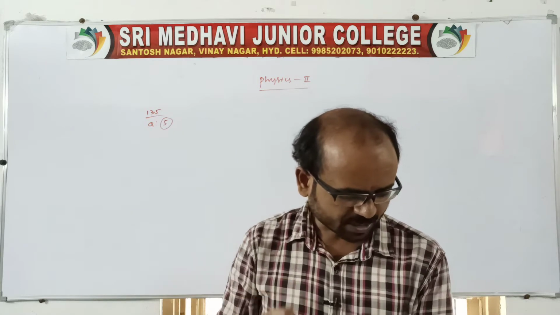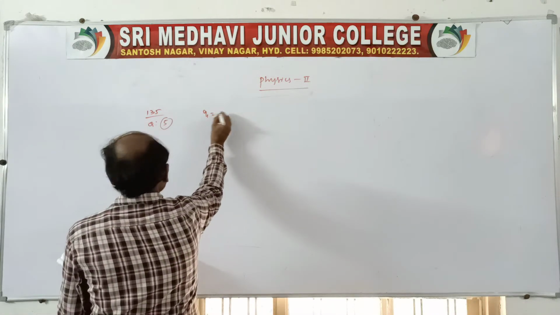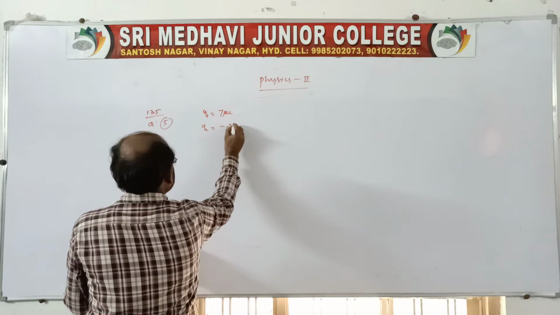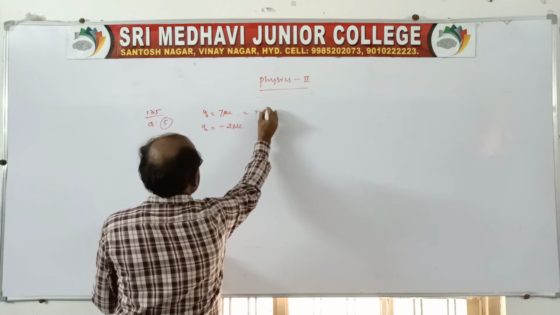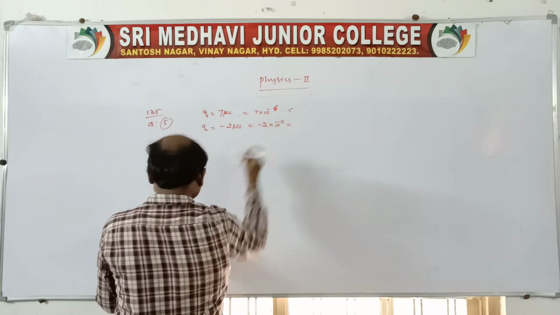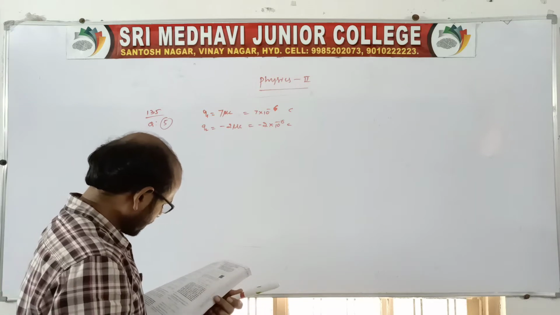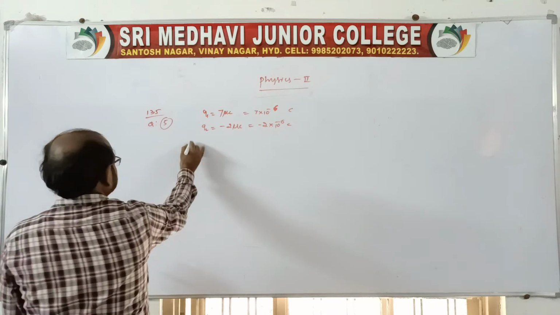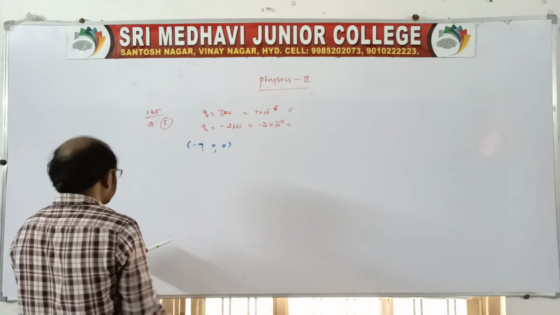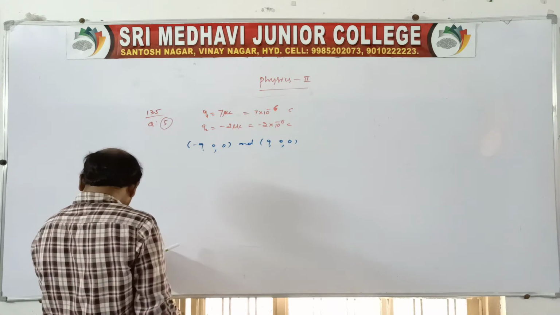Determine the electrostatic potential energy of a system consisting of 2 charges. Q1 is equal to 7 microcoulomb and Q2 is minus 2 microcoulomb. Of course micro means 10 power minus 6, so minus 2 into 10 power minus 6 coulombs, with no external field, placed at the points minus 9 comma 0 comma 0 and 9 comma 0 comma 0, centimeter respectively. One is minus 9, one is plus 9.